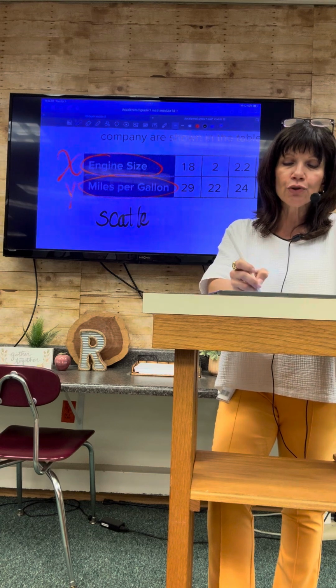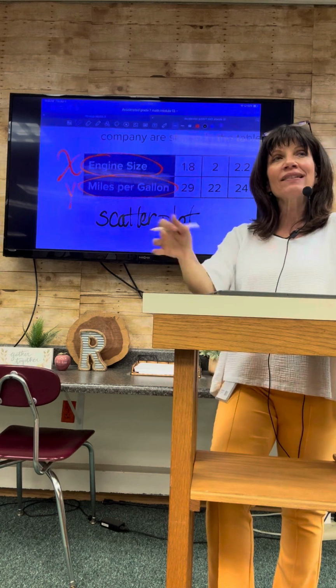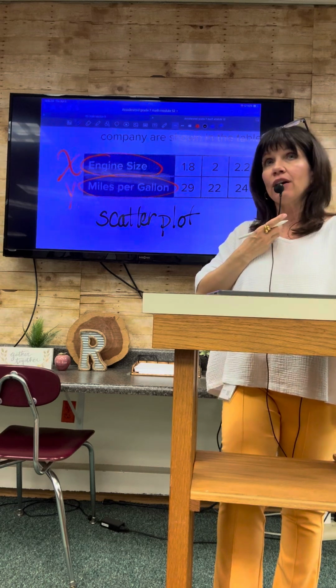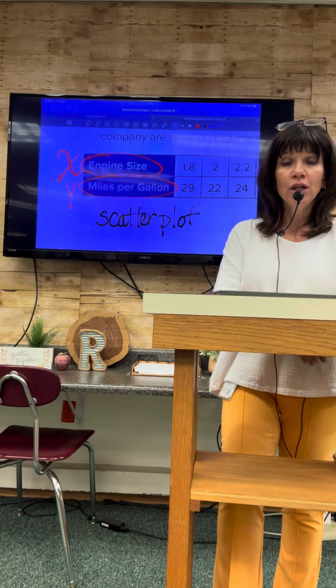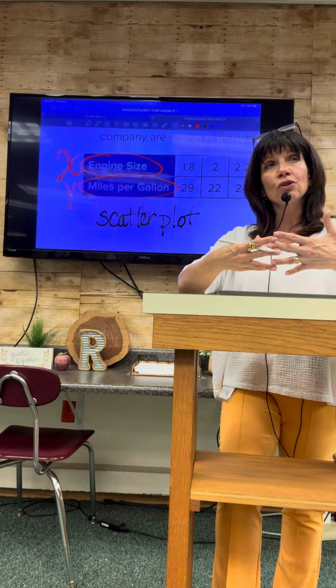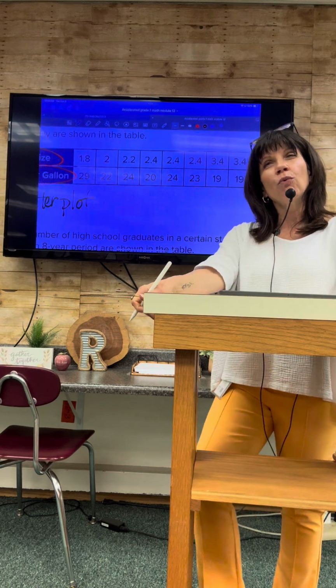Wave at me if you truly did write scatter plot. Excellent. And why is scatter plot the better option here? Because there are no units of time. We are just talking about how engine size relates to miles per gallon. Now I want to point something out. On your X values, do you think it would be a great idea to count by ones, yes or no? No. Excellent answers, guys. No.